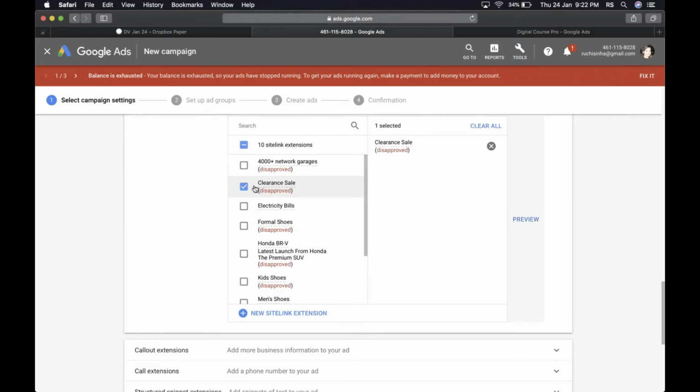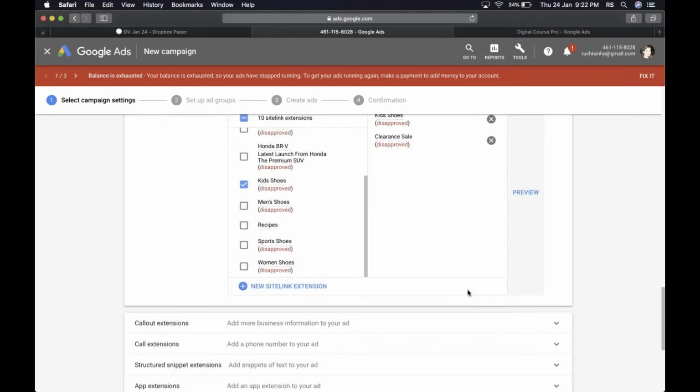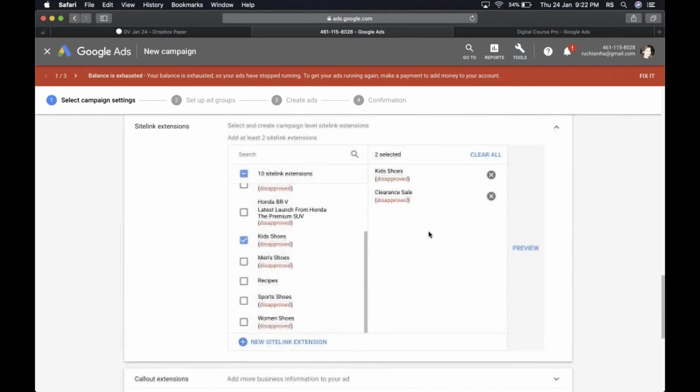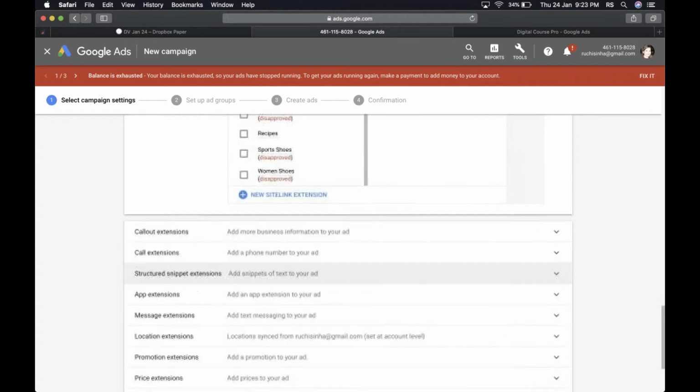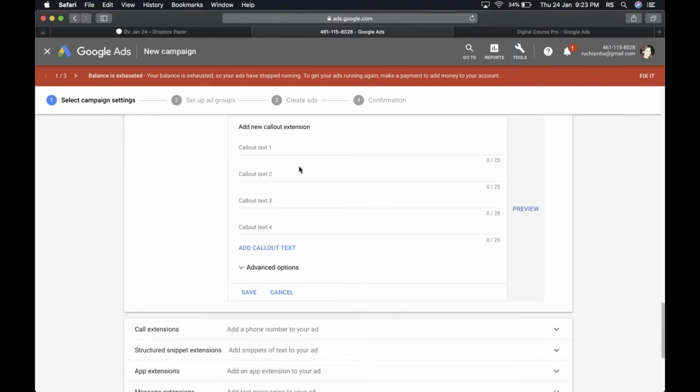So let me choose this one. Suppose we choose these ones right now, formal men, women. So yes, this is fine. So these are two site link extensions that I'm creating. Now call out extension, same process. You click on this, fill this. There's no URL here. This is calling out the USPs.